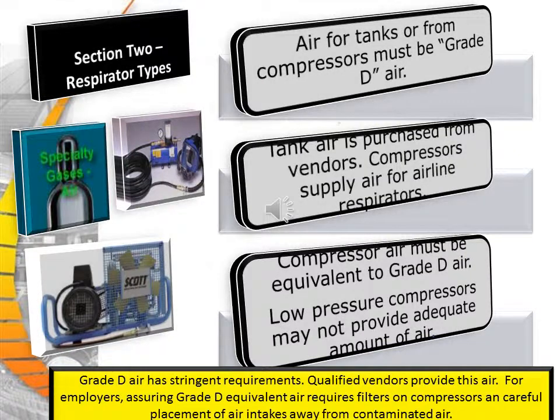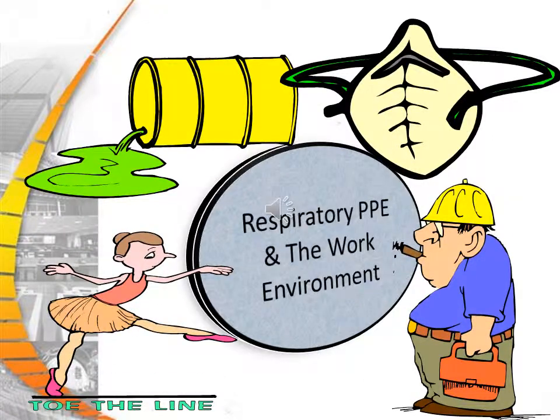Air for tanks or from compressors must be grade D air. Tank air is purchased from vendors, and compressor air supplies airline respirators. Compressor air must also be equivalent to grade D air. Low pressure compressors may not provide adequate air. Respirator personal protective equipment and the work environment.